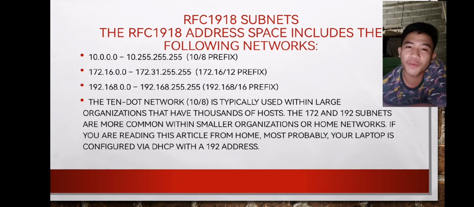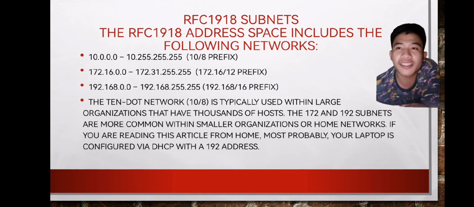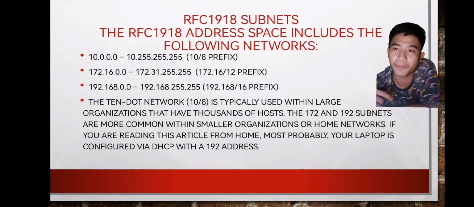Another history for RFC 1918 subnets. The RFC 1918 address space includes the following networks: 10.0.0.0, whose range is up to 10.255.255.255. In this figure, the 10 dot network, which is 10/8, is typically used within a large organization that has thousands of hosts.